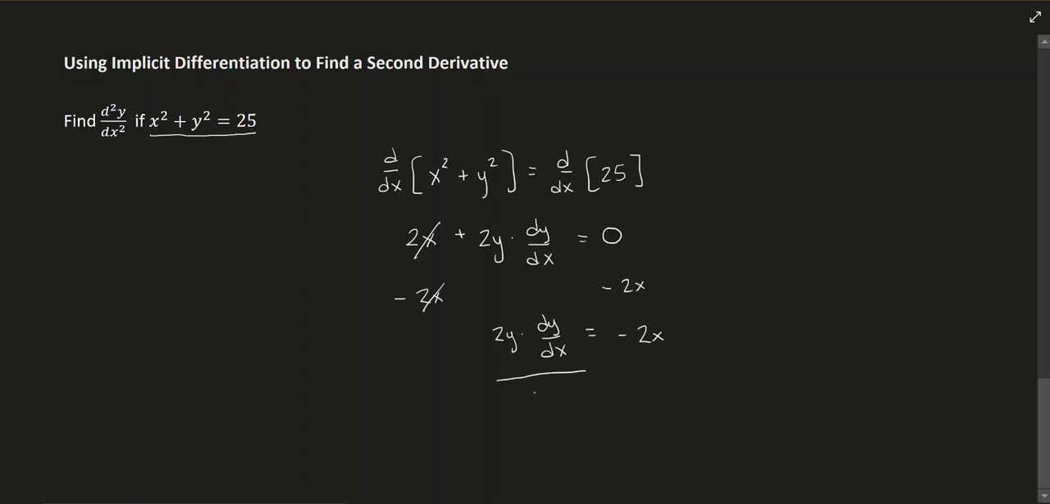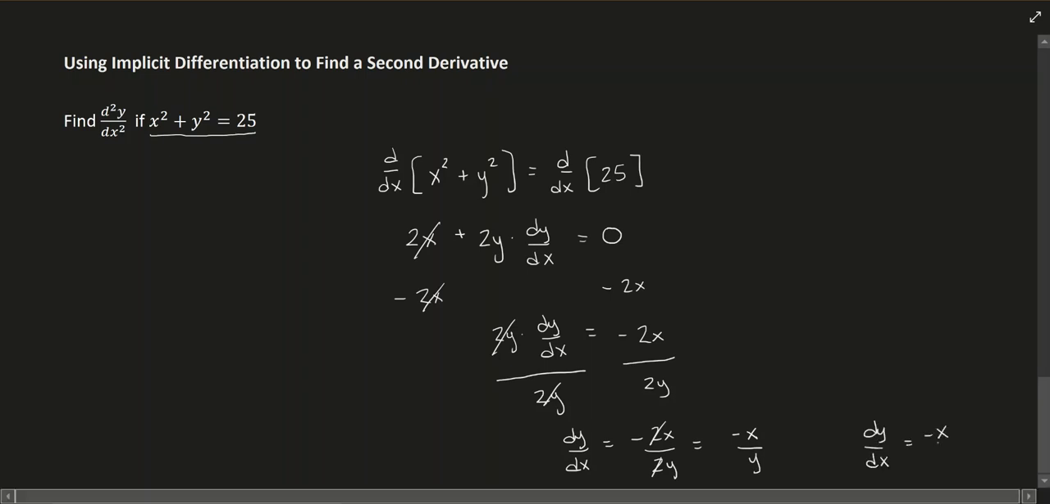Then we'll divide off the 2y from both sides, so that we have dy dx is equal to negative 2x divided by 2y, and we can reduce the 2's for a final derivative of negative x divided by y. But that's only the first derivative. So dy dx is equal to negative x over y, but if we look back at the original wording of the problem, it is asking for a second derivative, so we need to do it again.